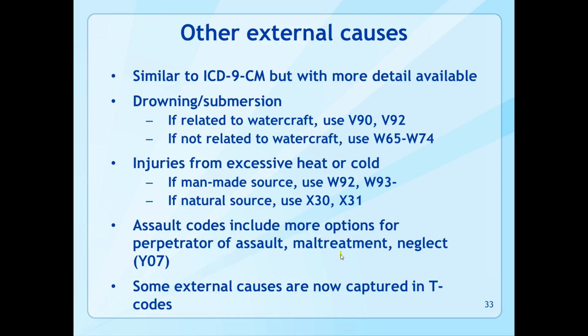Another couple things to keep in mind, the assault codes in ICD-10-CM have a lot more options to identify who the perpetrator was in terms of assault, maltreatment, or neglect. So there's a lot more detail now in the Y07 codes. And finally, just a reminder again that there are some external causes, poisoning, asphyxiation, and foreign bodies in particular, that are now captured in T codes. Lightning is another one I think that comes up sometimes in trauma registries, and that also is now a T code.